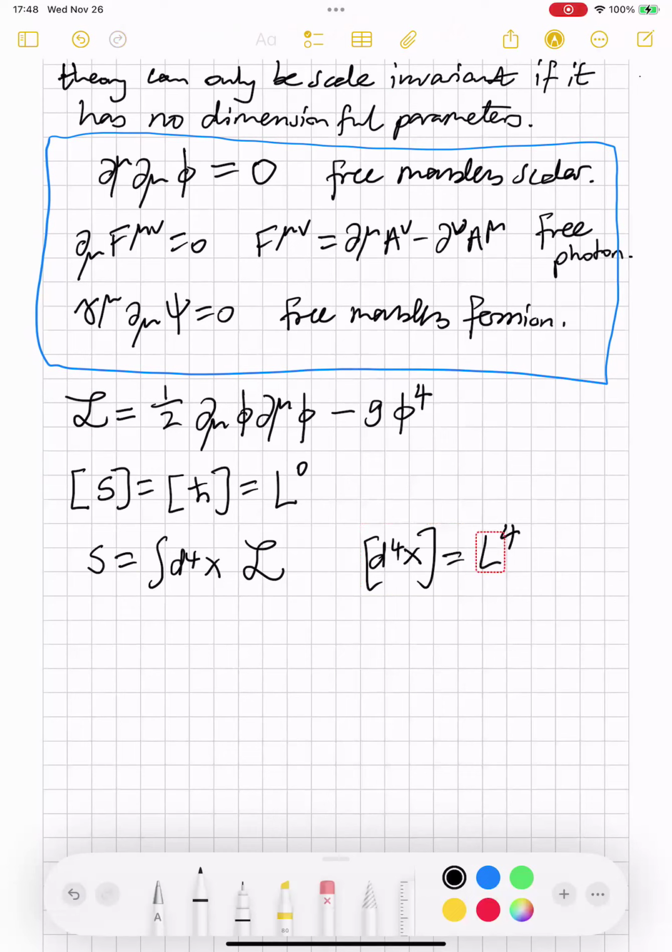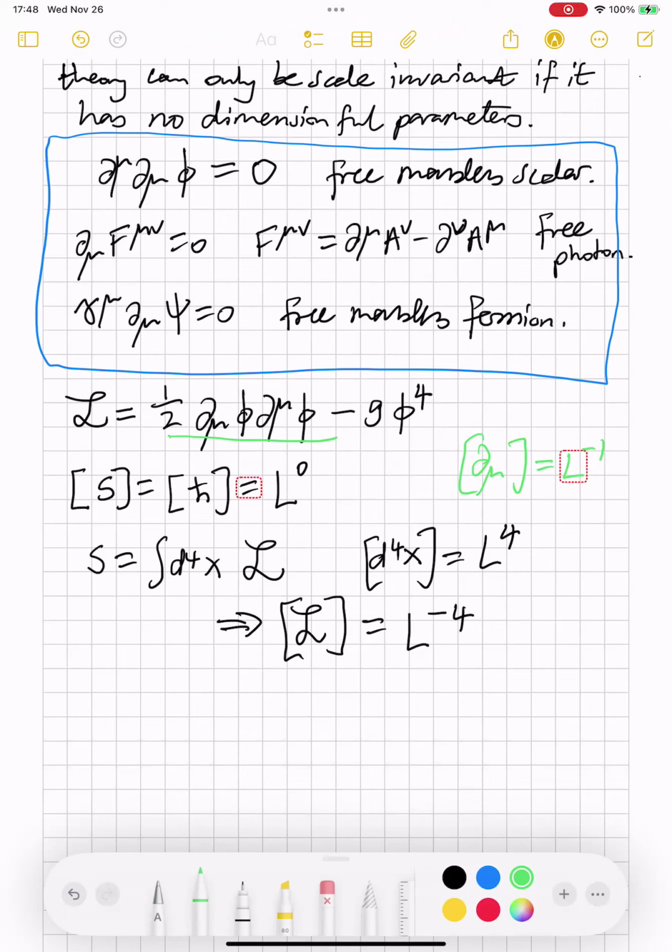Remember, time has the units of length if we've set c is equal to 1. And that means that the only way that the action can come out as length to the naught is if the Lagrangian density itself really is length to the minus 4. So this must be length to the minus 4. Now, look at this term over here. And of course, you know that ∂_μ is length to the minus 1.